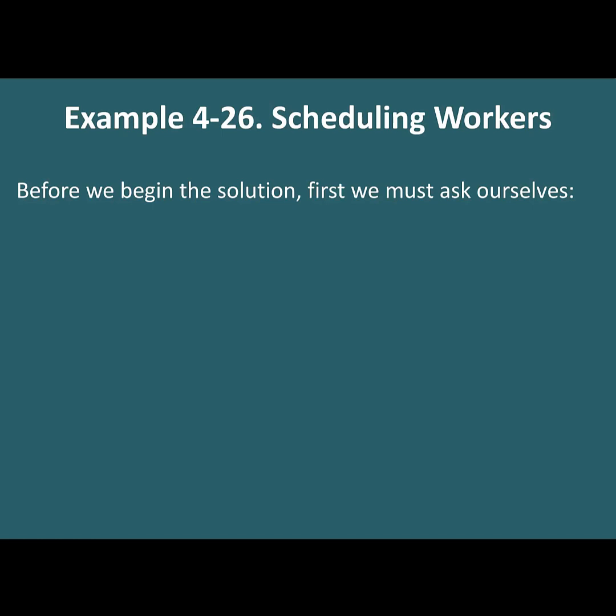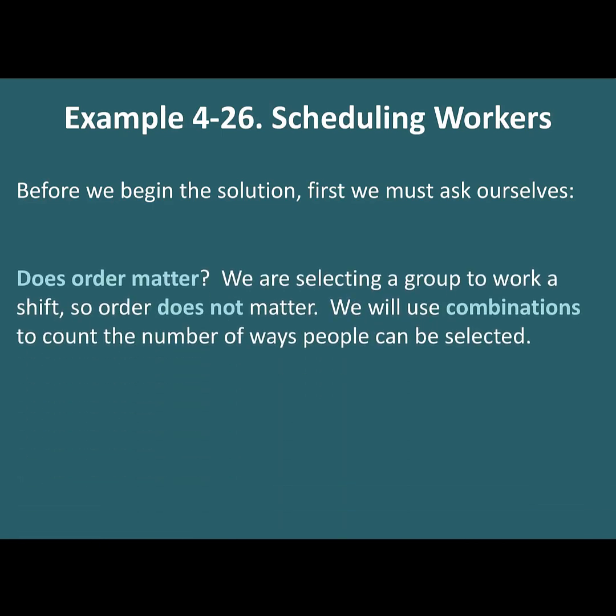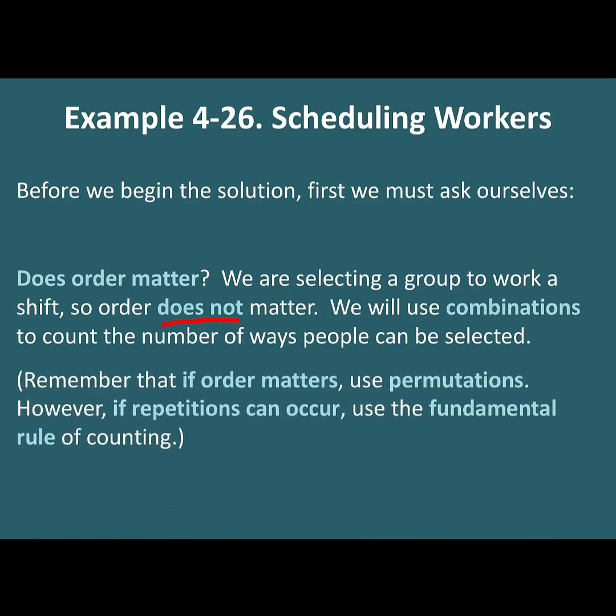But before we begin the solution, we must first ask ourselves, does order matter? Here, since we are selecting a group to work a shift, order does not matter. We will use combinations to count the number of ways people can be selected. Remember, if order does matter, we use permutations. However, if repetitions can occur, use the fundamental counting rule.